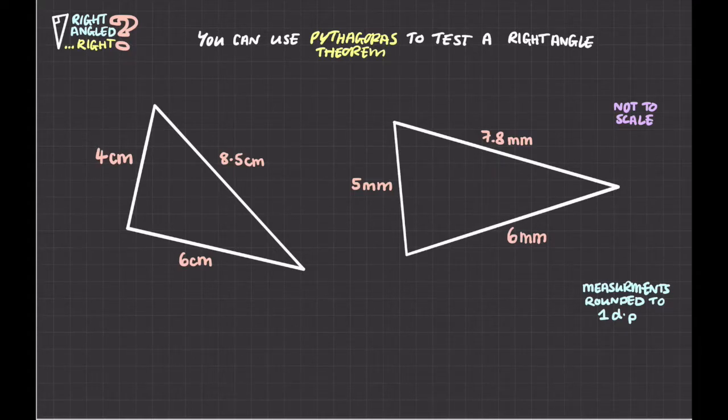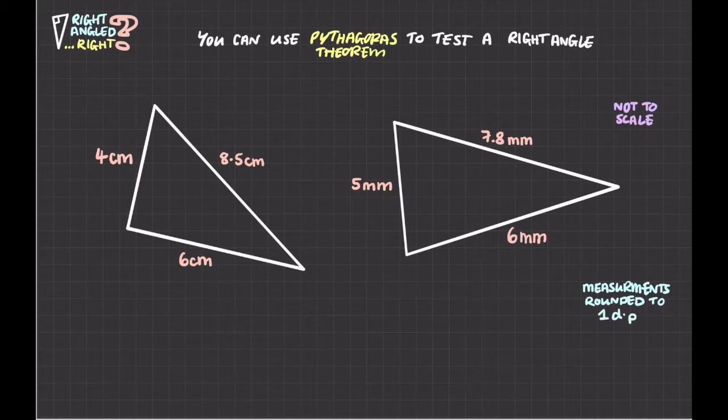So what I'm going to do is work out, using Pythagoras' theorem, what the hypotenuse should be given these two shorter sides. And we're going to see if it gives us what we're expecting. If it doesn't, then it's not a right-angled triangle, because Pythagoras' theorem only works for right-angled triangles. So let's try the first one here.